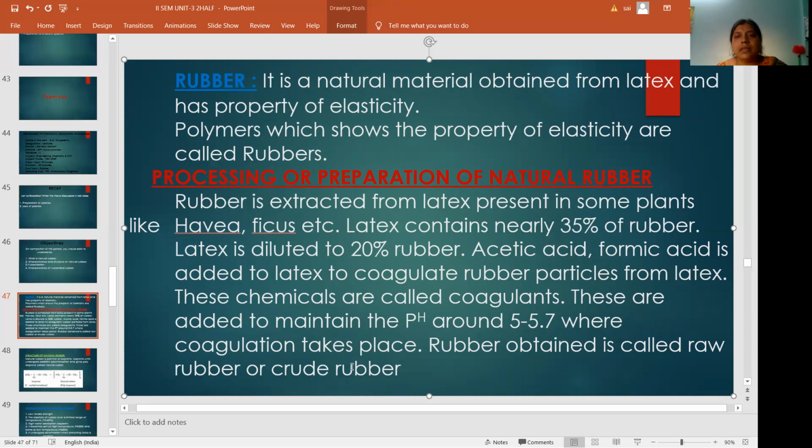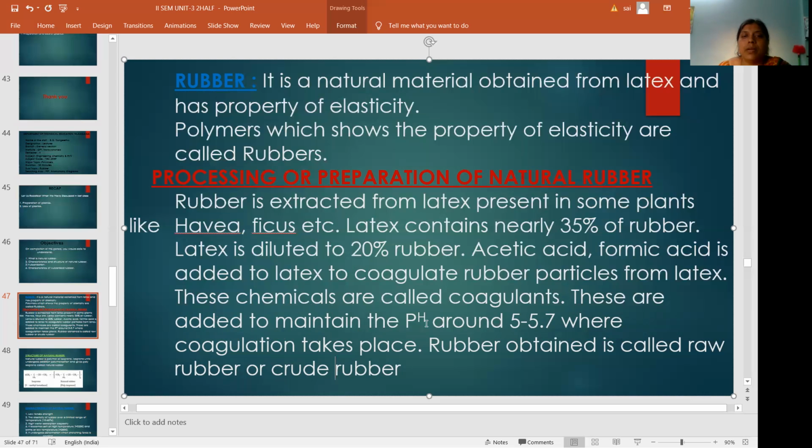That latex contains 35% rubber and it is diluted to 20% rubber. Then to that you have to add acetic acid or formic acid to coagulate. Coagulate means to come together, to clot. Whatever rubber particles are present in the latex will come together. So these chemicals will coagulate, that's why they are called coagulants.